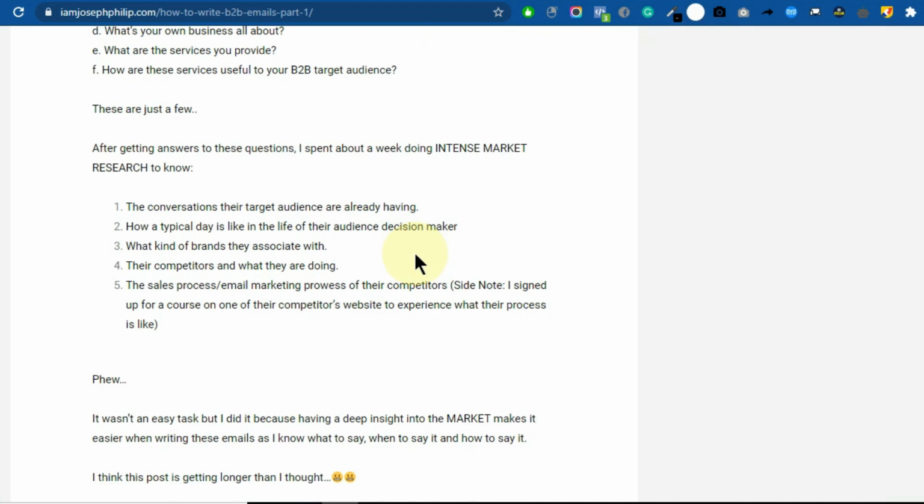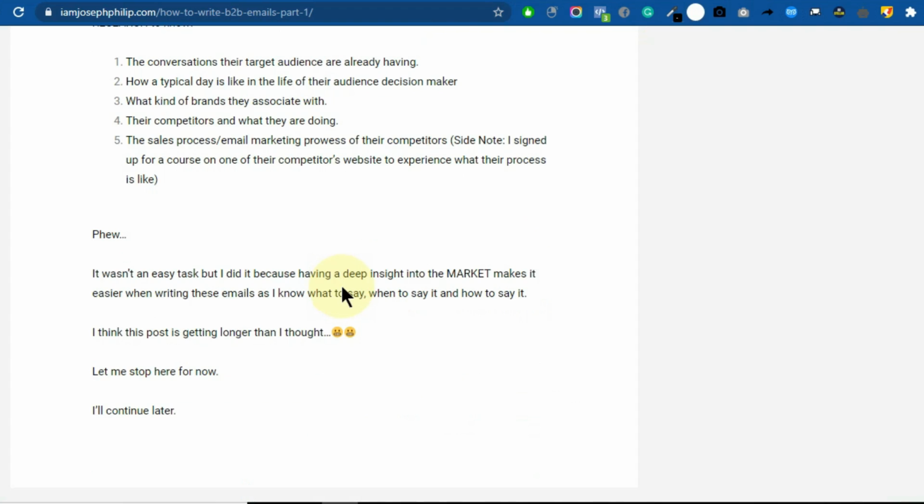So you want to know the kind of brands they associate with, their competitors and what they are doing, and you need to know the sales process or email marketing priorities of their competitors. What I did was, for this management consultancy training company, I looked for their competitors online and I signed up to their courses, and I wanted to know how well they were using email marketing and some other stuff. So that gave me an insight into what I could do to become better, to help this company beat them at their own game.